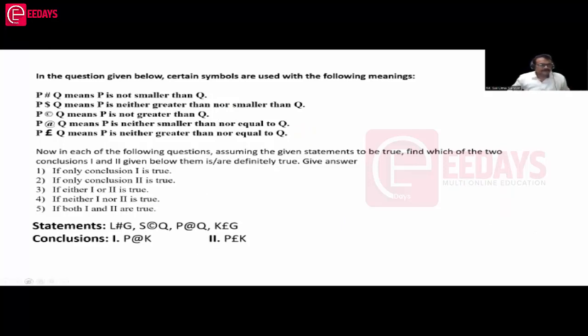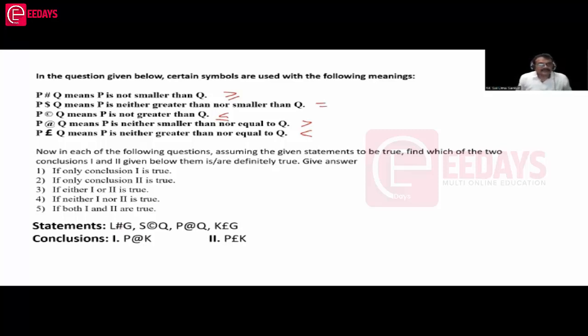Same data. Here, first, hash means not smaller than, that is greater than or equal to. Dollar means neither greater than nor smaller than, equal. Copyright means not greater than, smaller than or equal to. @ means neither smaller than nor equal. And pound means neither greater than nor equal. Just as in the previous case.